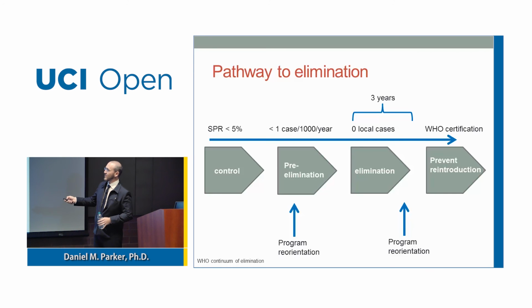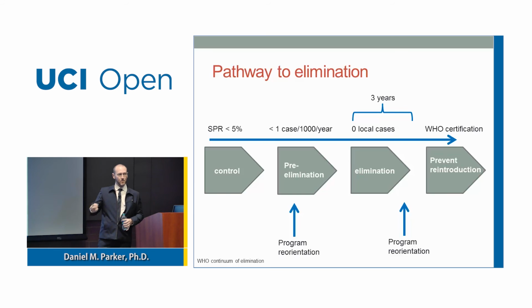The World Health Organization gives this, it's kind of arbitrary, but a slide positivity rate of less than 5%. So that would mean that of the people that come to the clinic with a fever, you make a slide, roughly 5% of those wind up being malaria or less. And once you have it under control, then you can start thinking about pre-elimination, which might be with less than 1 case per 1,000 people per year.